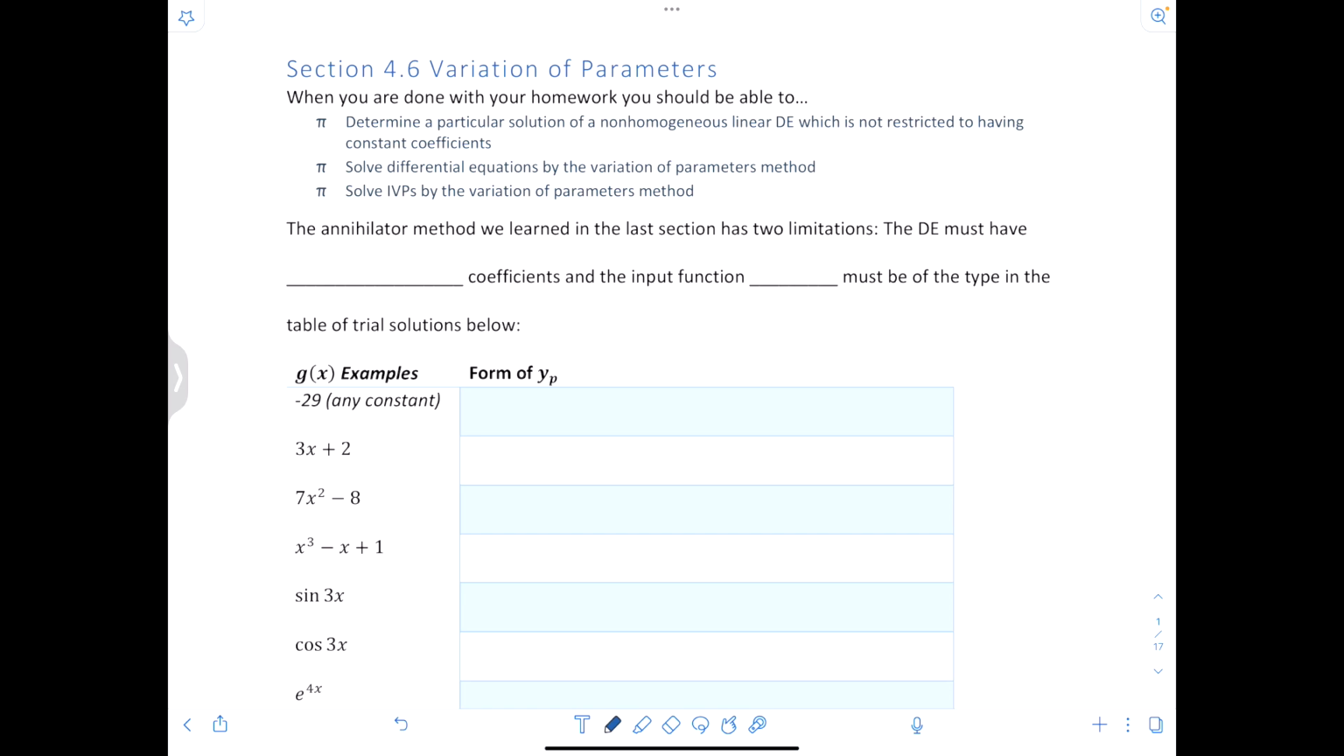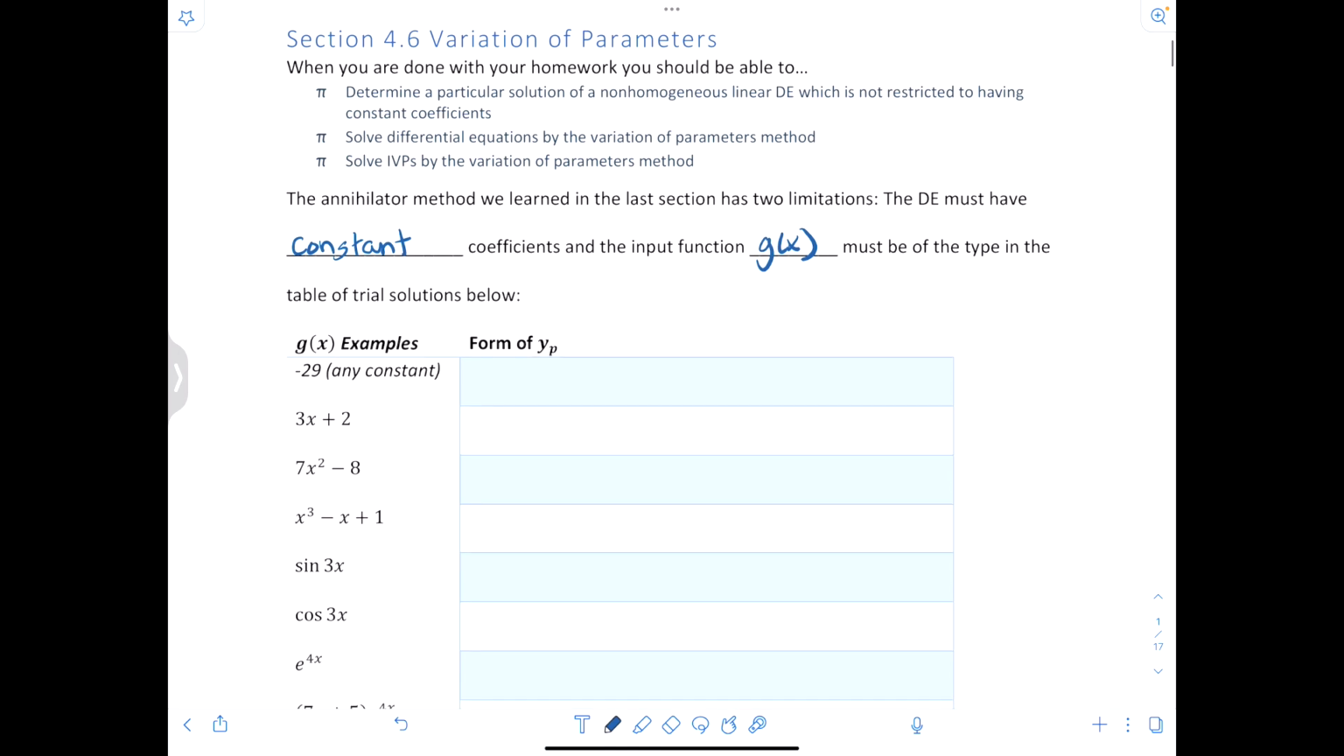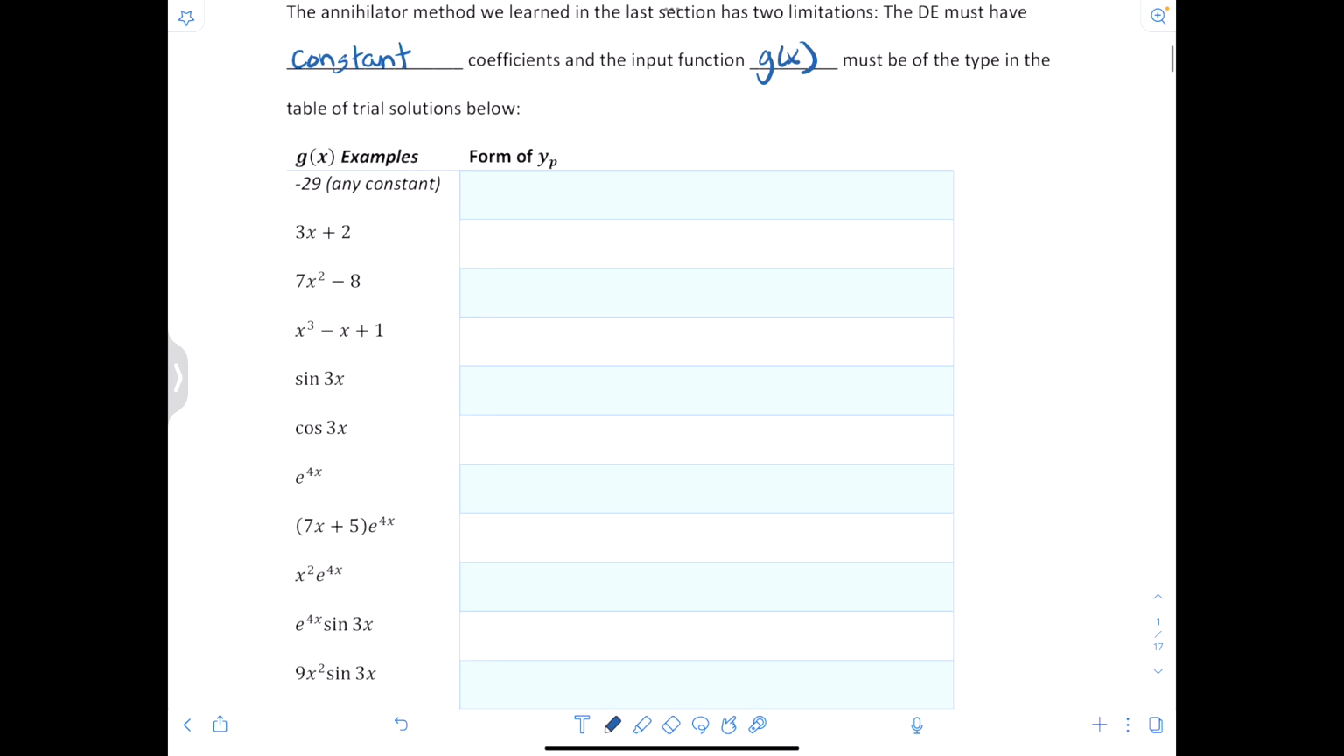So the annihilator method we learned in the last section has two limitations. The differential equation must have constant coefficients, and the input function g of x must be of the type in the table of trial solutions below. So these are just kind of in the midst of problems you were working; you recognize some of these.